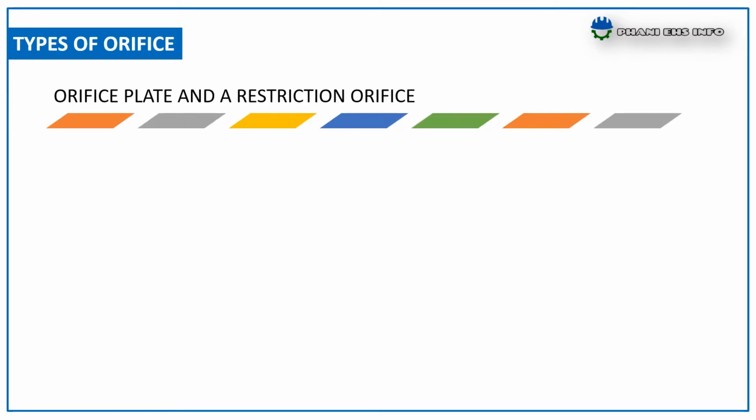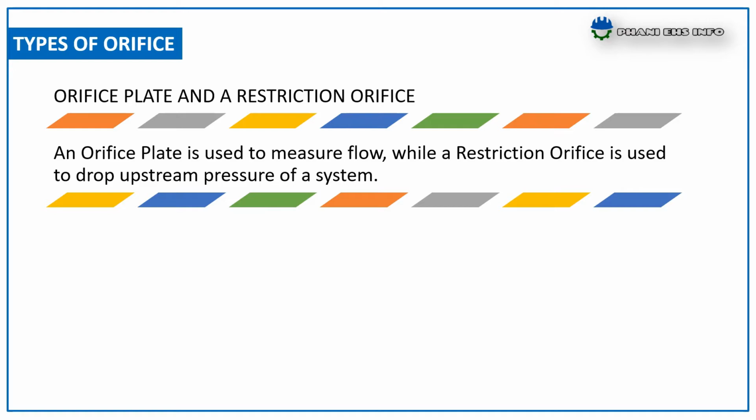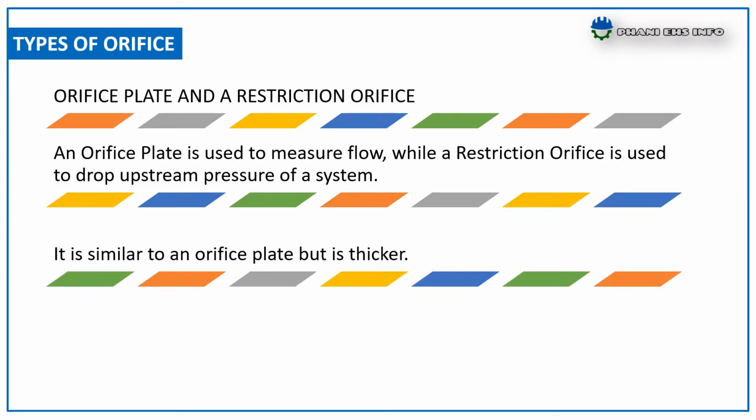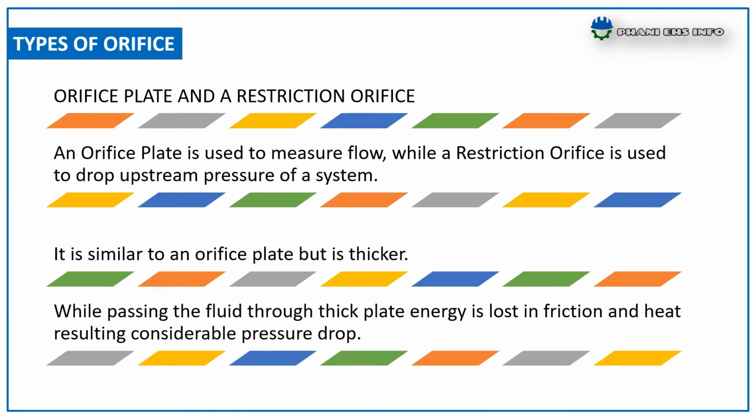Types of orifice. There are two types: orifice plate and restriction orifice. An orifice plate is used to measure flow, while restriction orifice is used to drop the upstream pressure of a system. It is similar to orifice plate but is thicker. While passing the fluid through a thick plate, energy is lost in friction and heat, resulting in considerable pressure drop.